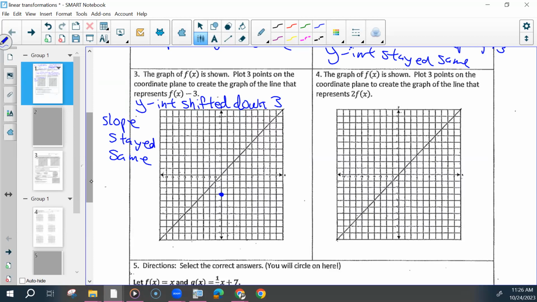And then if the slope stayed the same, you just need 2 other points that follow your slope pattern. Does not matter if you go this way or this way, or you want to do one on each, or you want to skip a few and do 2 over here. It doesn't matter. You just need 2 more points. So I could do this one and this one, and that would work. Yours don't have to match mine. You just need 3 points. We are not going to connect these. We are not going to make a line, because that's not what it asks us to do.